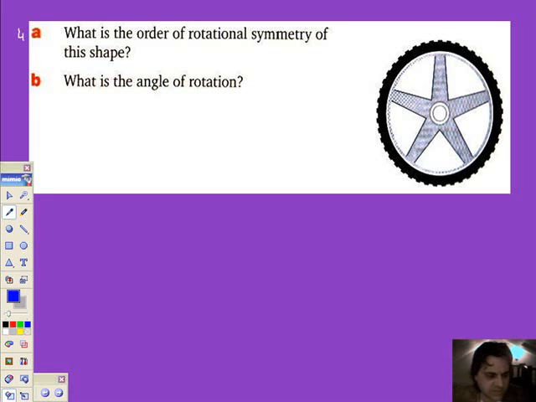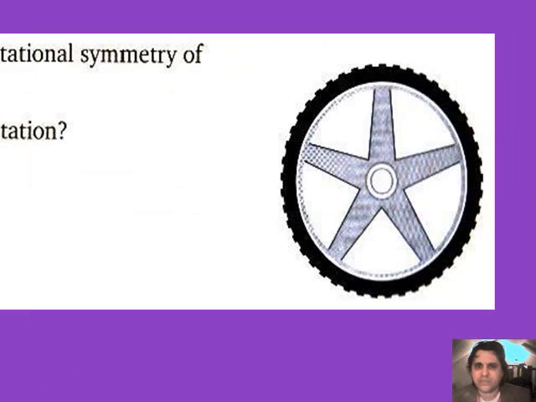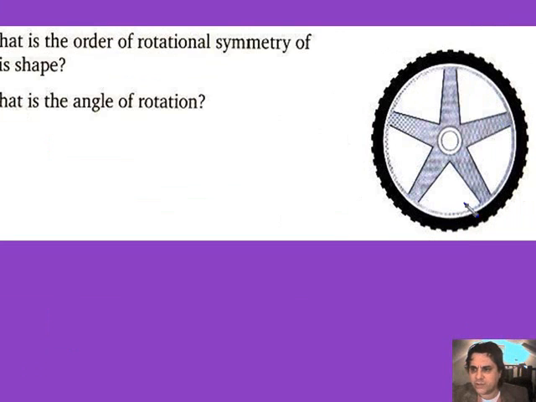Right, finally, Chapter 9, the assess. This is question 4. What is the order of rotational symmetry of this shape? Well, let's just take a look. From there to there, 1, 2, 3, 4. It goes back on itself, so it's order 5.